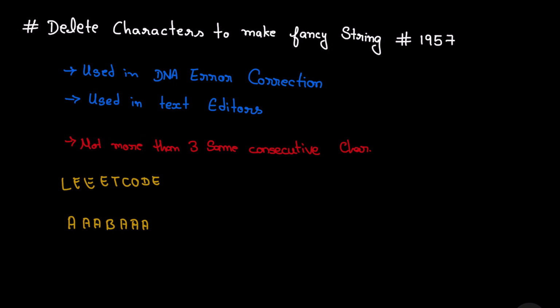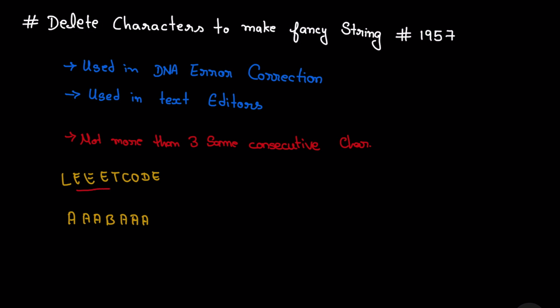They have given us two examples. This is the first one, that is "leeetcode", and then "aaabaaaa". What they want is that any string they have provided should not have three similar consecutive characters. If you look at the first one, you have three E's. Obviously, they are consecutive. Now, this is the problem. They want us to remove this E from here.